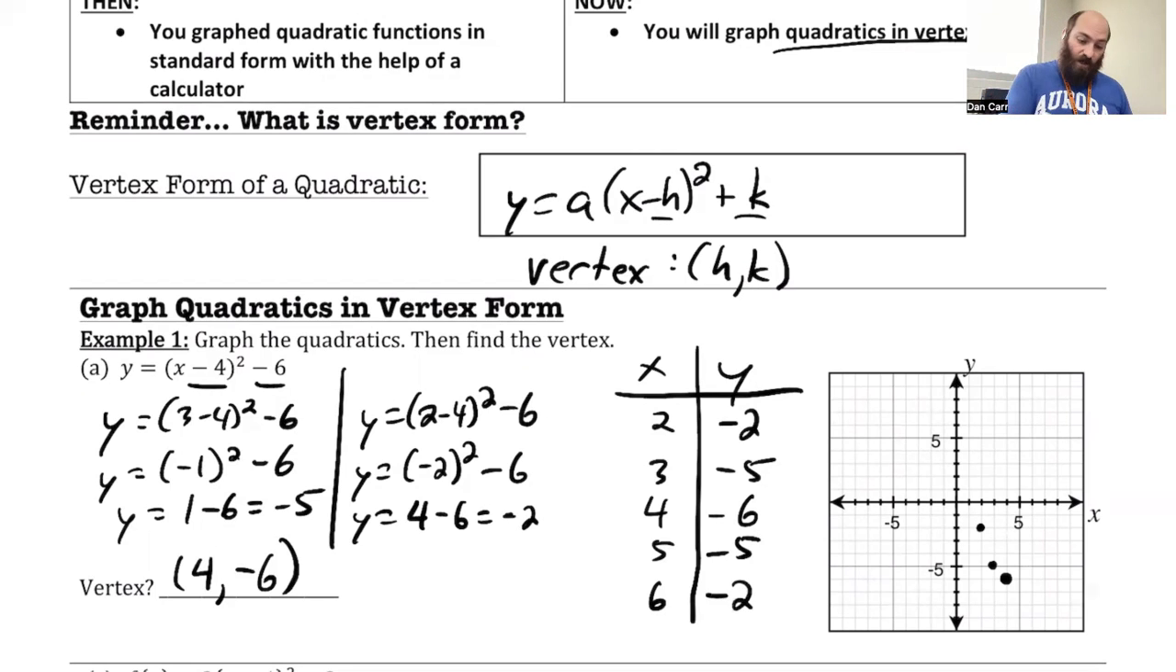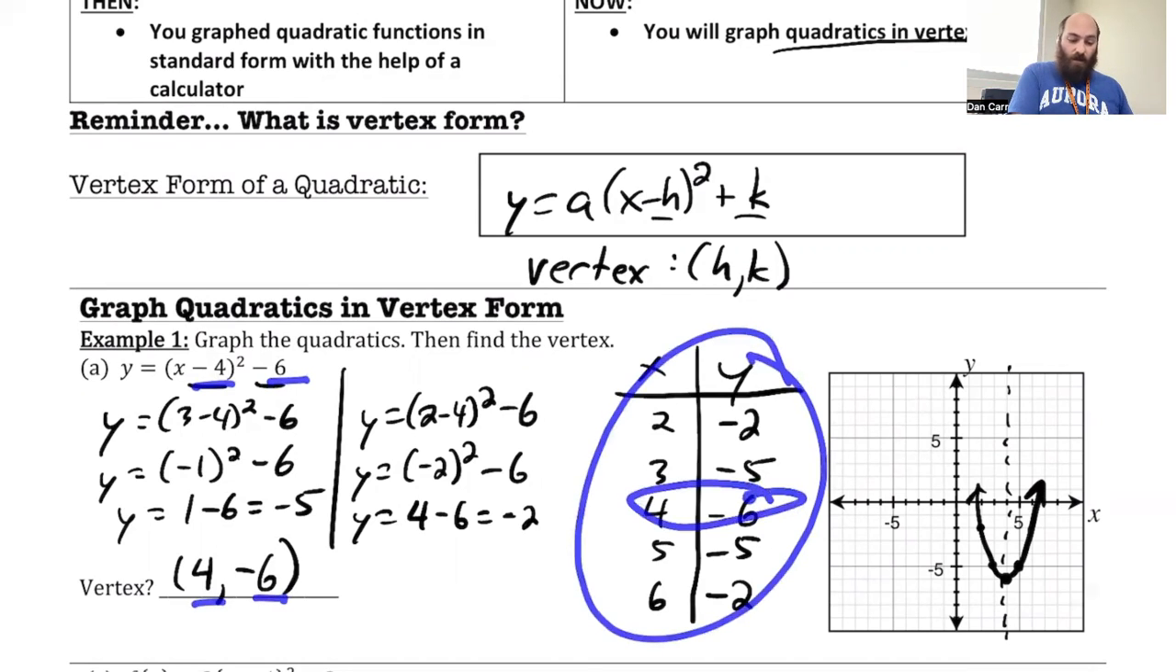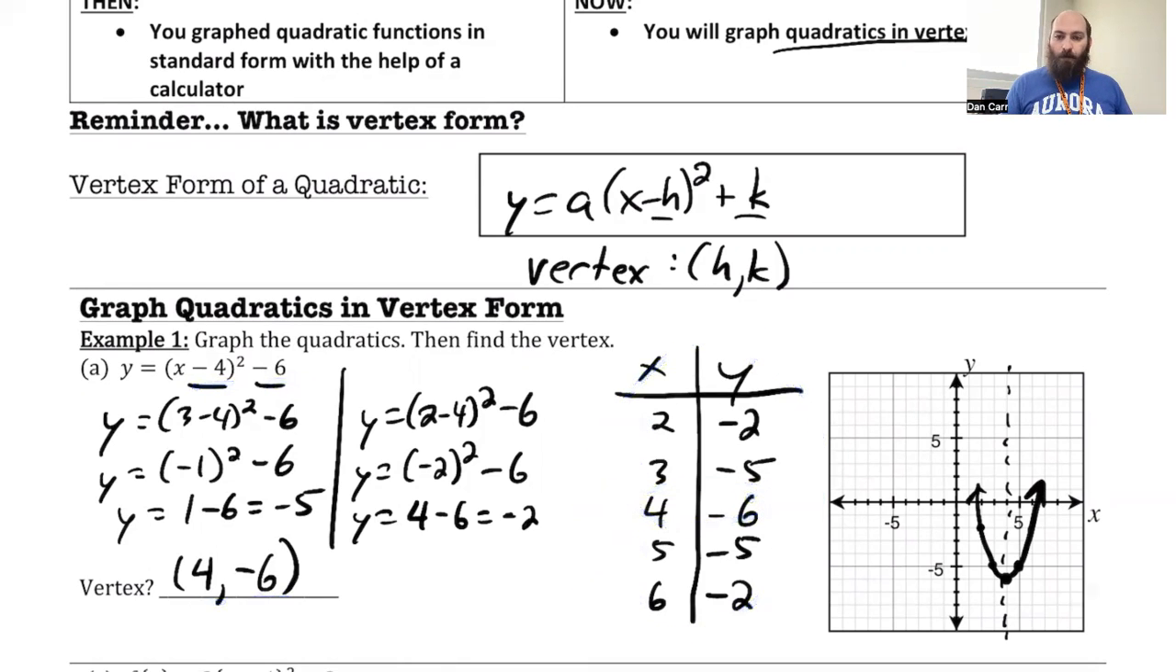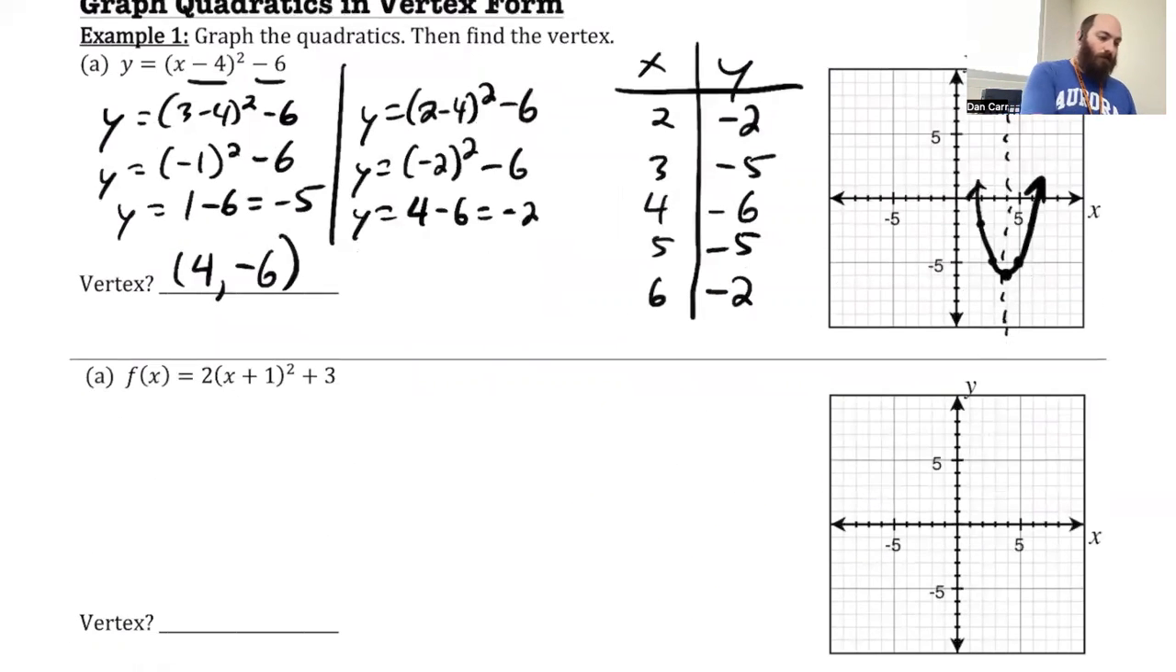There's that symmetry again. The vertex and the axis of symmetry are right here in the middle. So 5, -5, 6, -2. And that's all I need there. And that's it. Again, quick summary. We find our vertex from those two numbers, 4, -6. We can create a little chart here where we put the vertex in the middle, and then we plot points here and here. Okay, let's try another example.